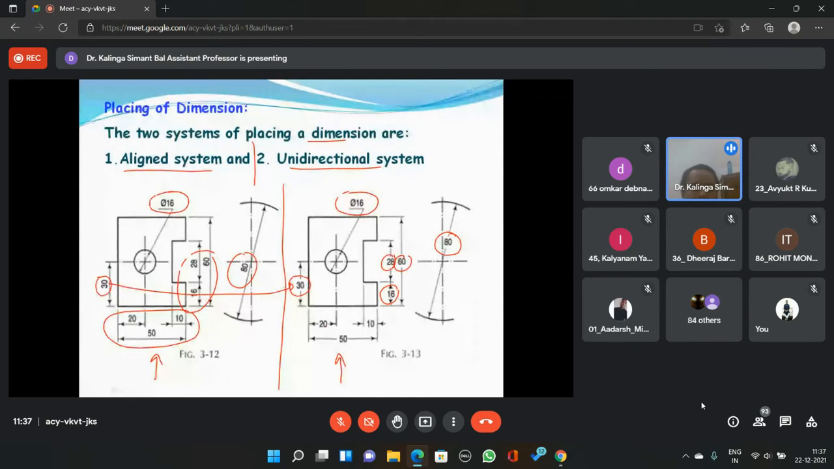It is very important that if I want to adopt any one of the systems, either aligned system or unidirectional system, I have to stick to only one. Because if I am representing 30 here and I start writing 28 in this way, 16 in this way, or I write 60 in this way, this is wrong. Aligned and unidirectional cannot be mixed together. It has to be either aligned or unidirectional. So this is very important in placing a dimension.